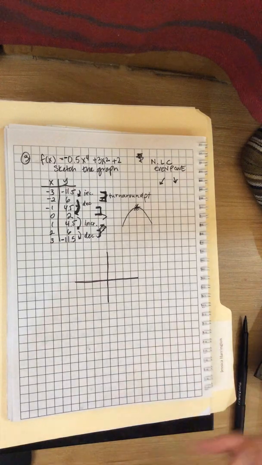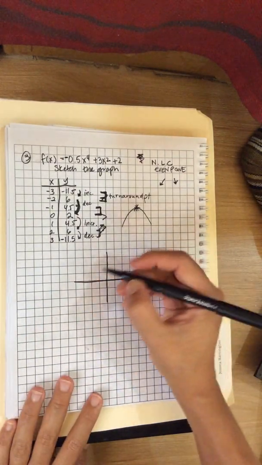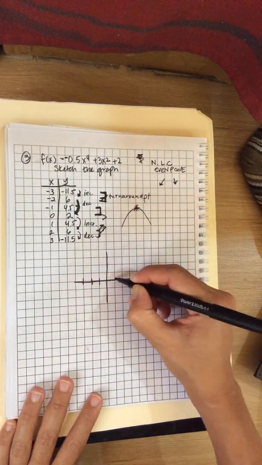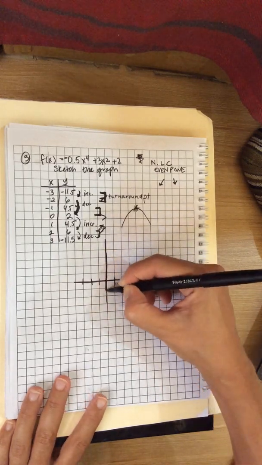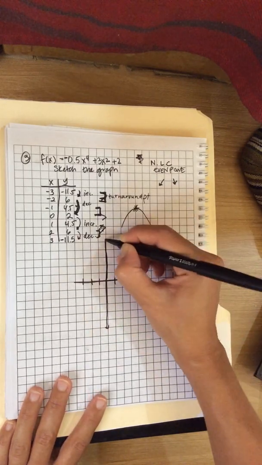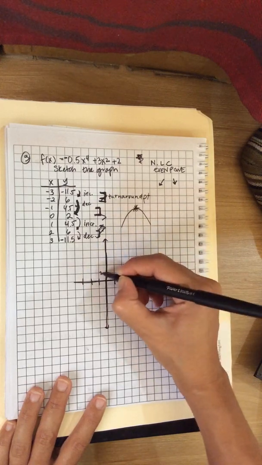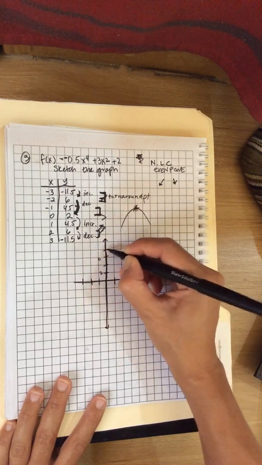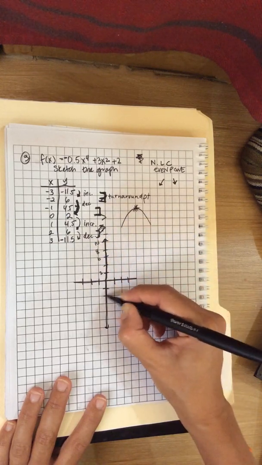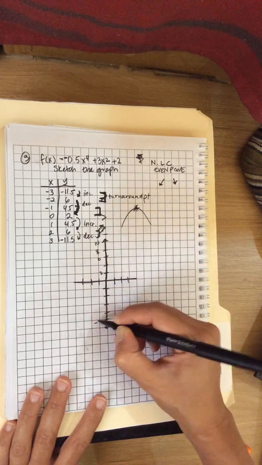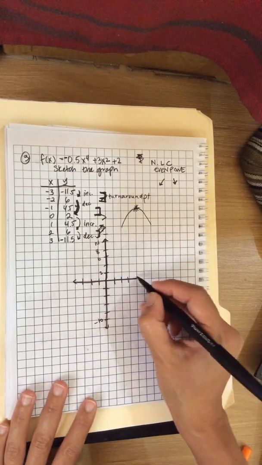I'm going to make it a different color for sketching. So I need to go from negative 3 to positive 3, and of course I didn't leave enough to go to 11.5. I'm just going to go by 2s. 2, 4, 6, 8, 10. So 12 will be up there, right? 2, 4, 6, 8, 10. This is negative 10. Okay, so let's graph that.